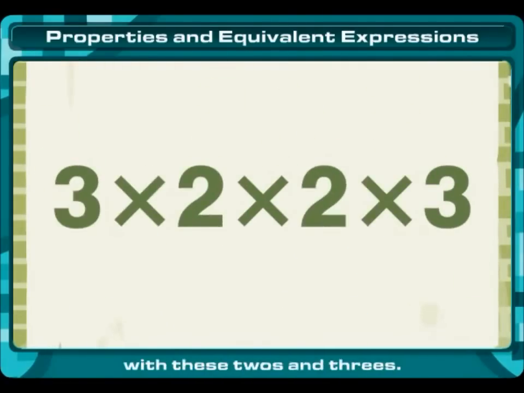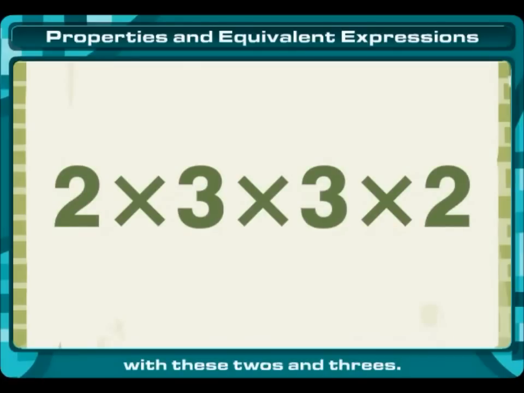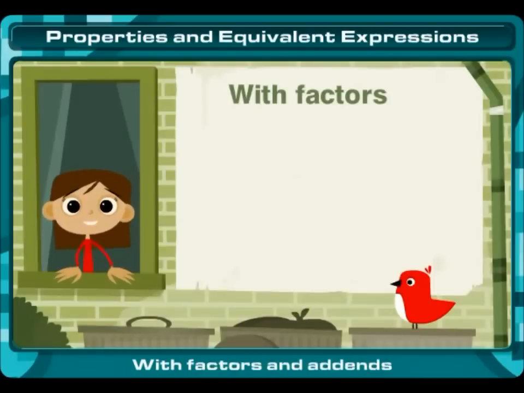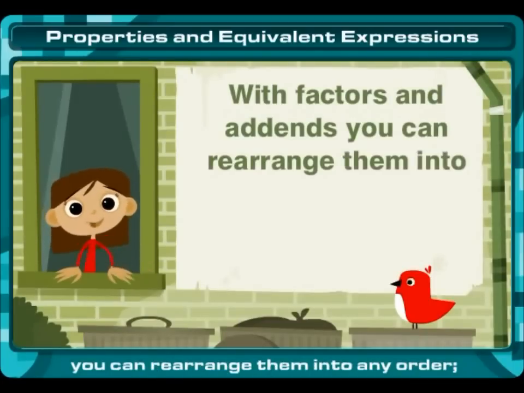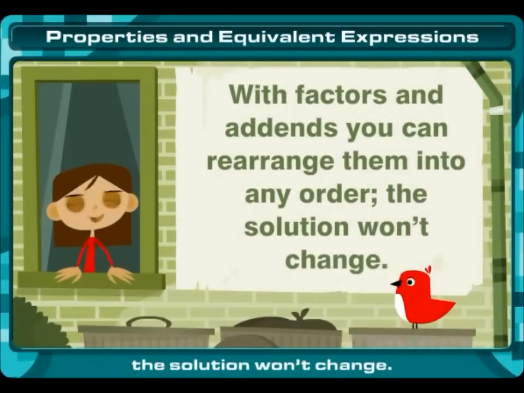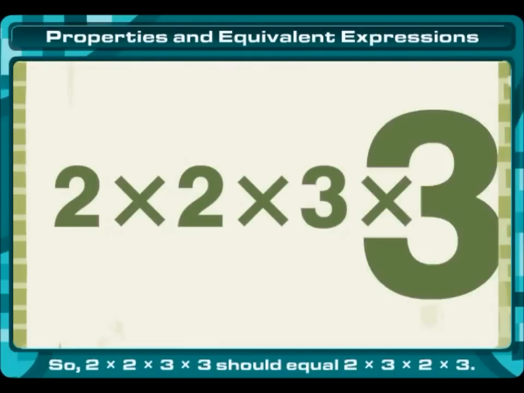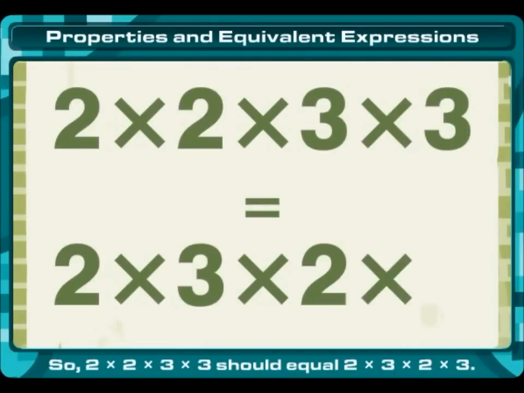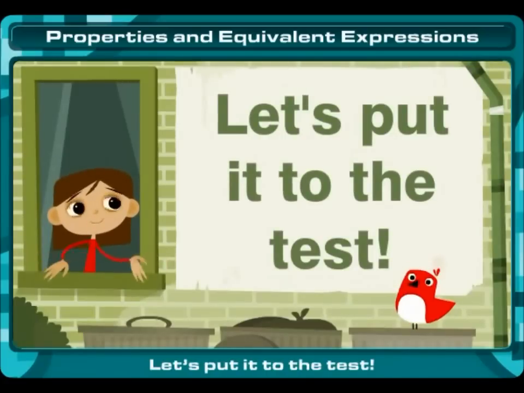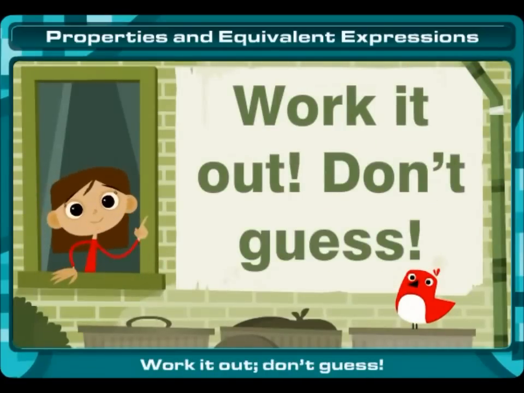The order shouldn't matter with these 2s and 3s. With factors and addends you can rearrange them into any order, the solution won't change. So 2 times 2 times 3 times 3 should equal 2 times 3 times 2 times 3. Let's put it to the test. Work it out, don't guess.